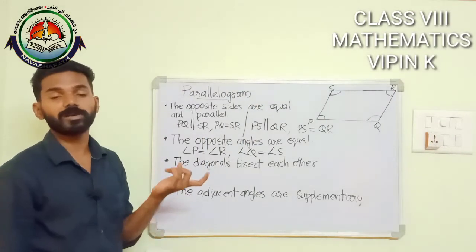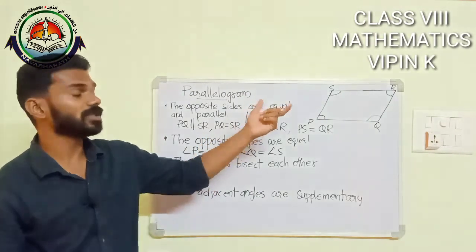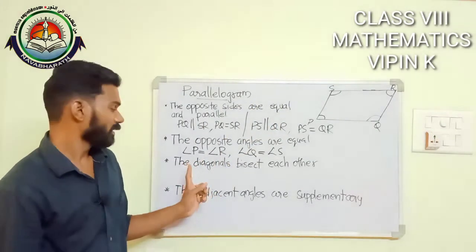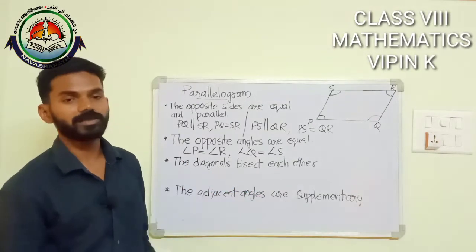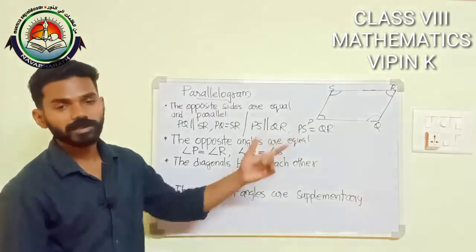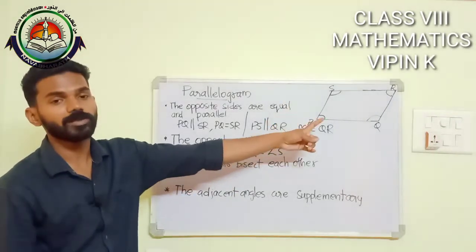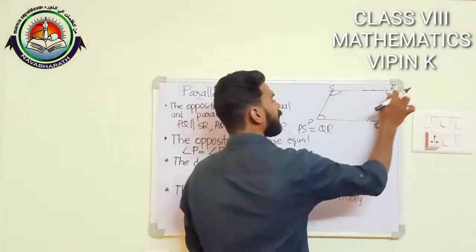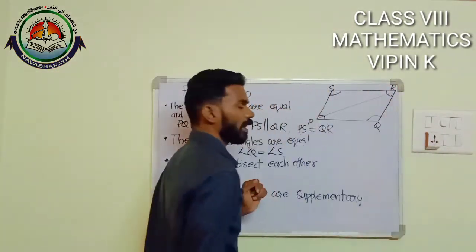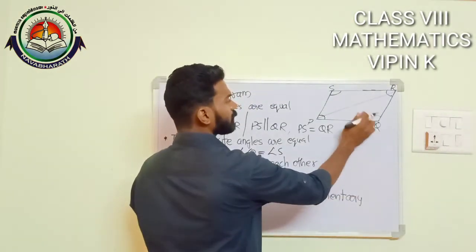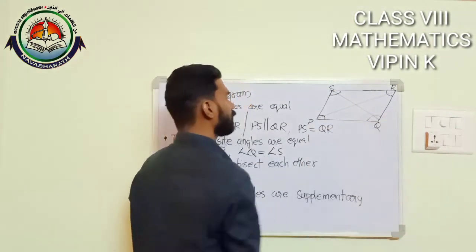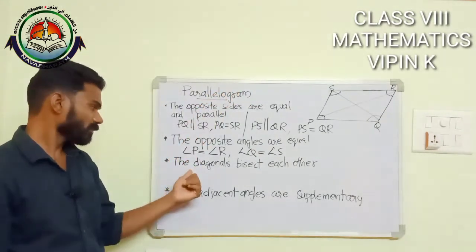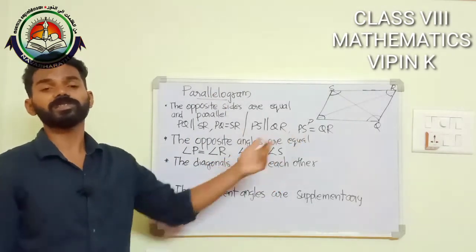The third property of a parallelogram is in its diagonals. What is the property of diagonals of a parallelogram? The diagonals bisect each other. Let's draw the diagonals of this parallelogram PQRS. One of the diagonals is obtained by joining P and R, and that diagonal would be PR. And the second diagonal is QS.